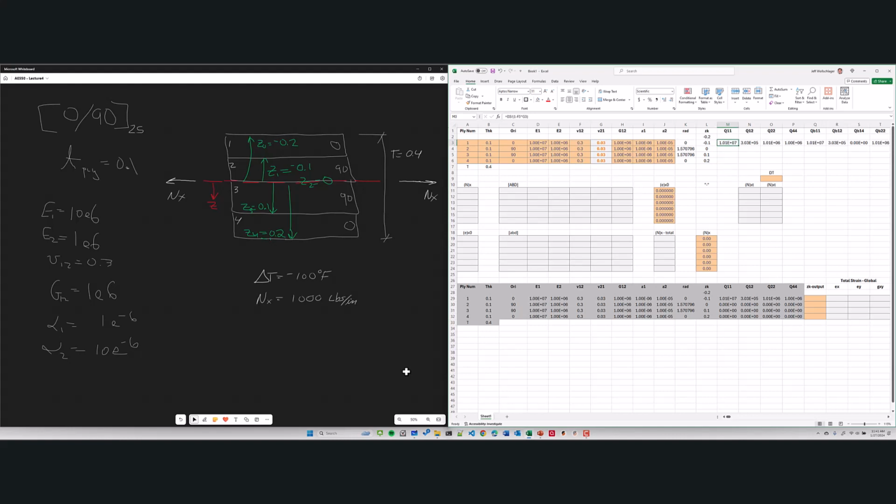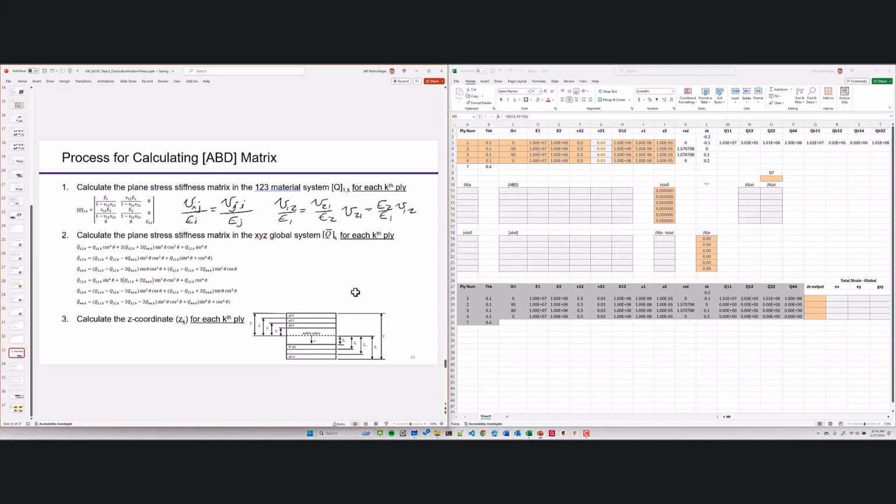ZK is a scalar, right? It's a coordinate dimension, so it is a scalar at the end of the day. Just someone had asked that. Okay, well, let's go. So now I've calculated ZK for my laminate, and I'm ready to move on.